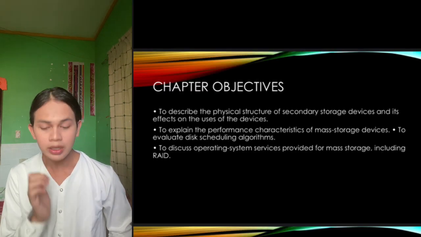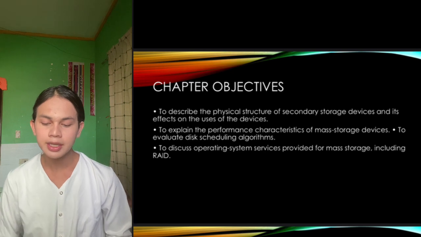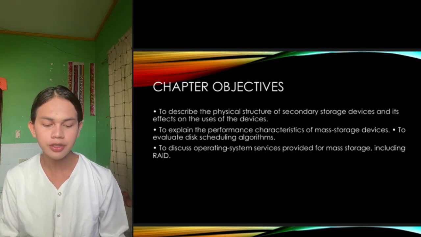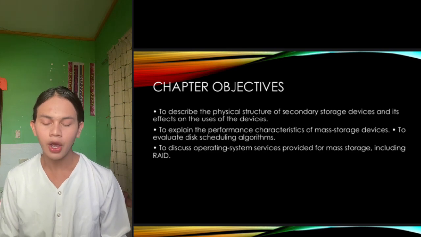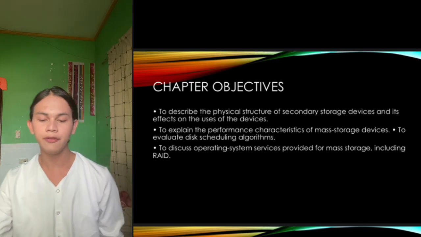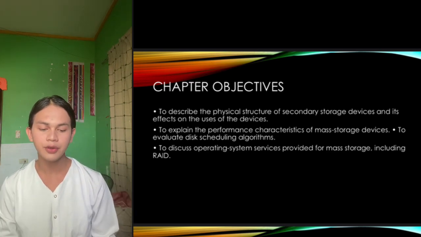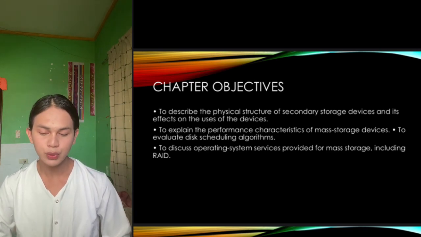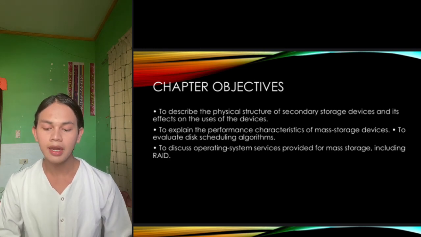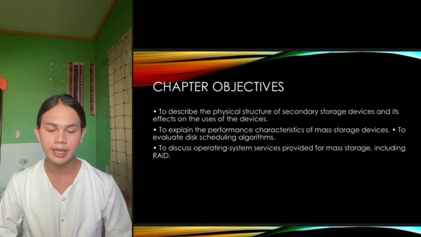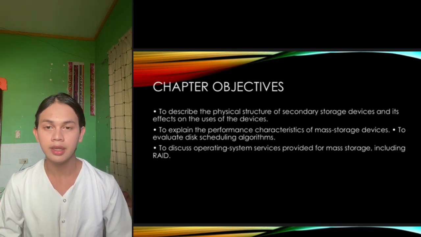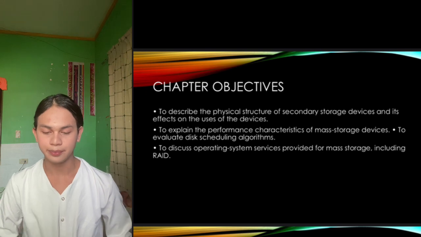Our chapter objectives: first, to describe the physical structure of secondary storage devices and its effects on the uses of devices. Second, to explain the performance characteristics of mass storage devices and to evaluate these scheduling algorithms. And last, to discuss operating system services provided for mass storage, including RAID, R-A-I-D.